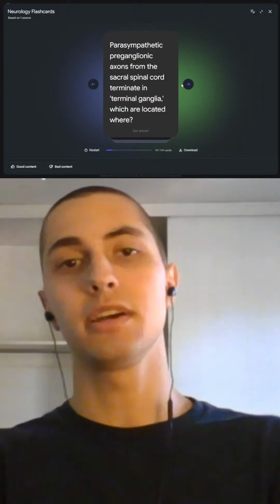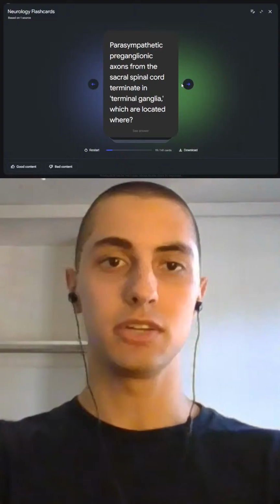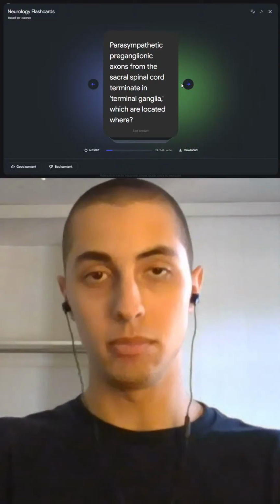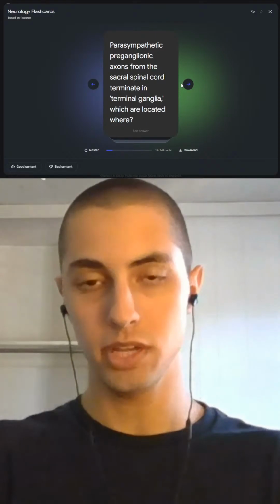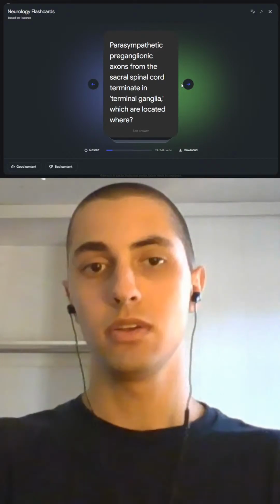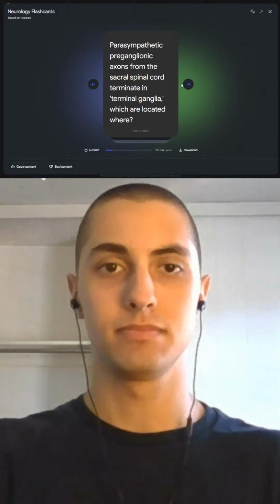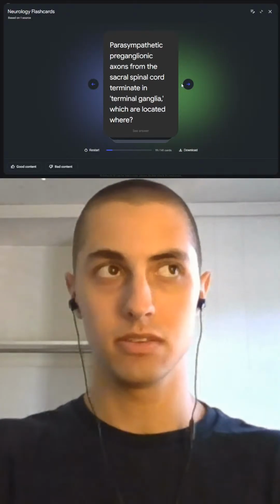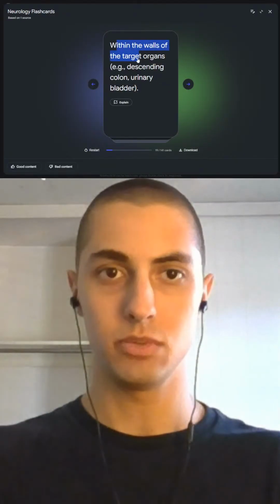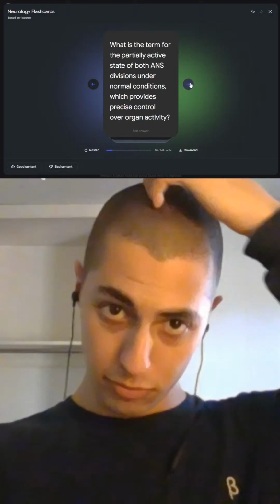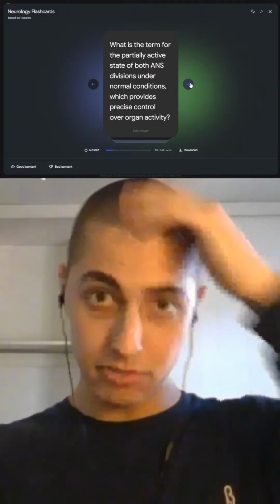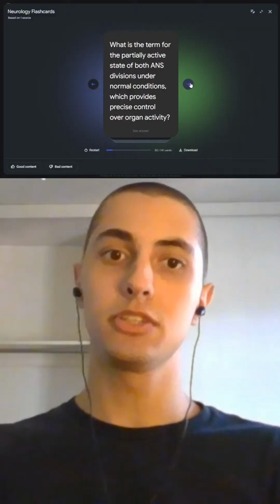Parasympathetic preganglionic axons from the sacral spinal cord terminate in terminal ganglia, which are located where? In the organ of action, within the walls of the target organ. Yep.